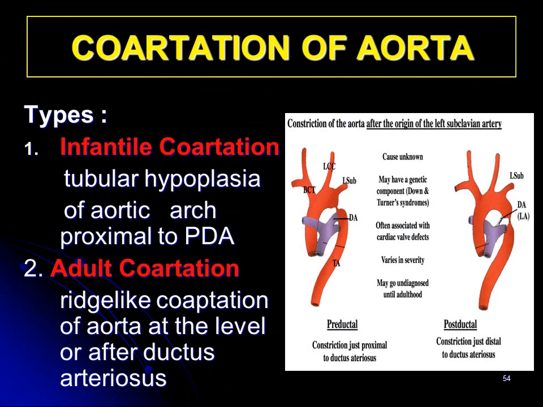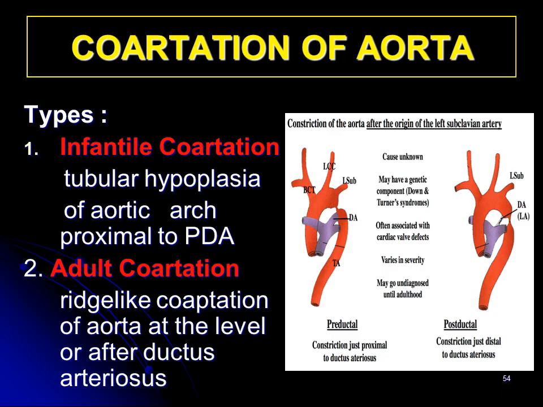Coarctation of the aorta is a congenital heart disease wherein there is a localized constriction or stricture in the segment of the aorta. This results in impedance to blood flow. The defect accounts for up to 5% of all forms of congenital cardiovascular diseases and is twice as common among males. There are two types of coarctation of the aorta.